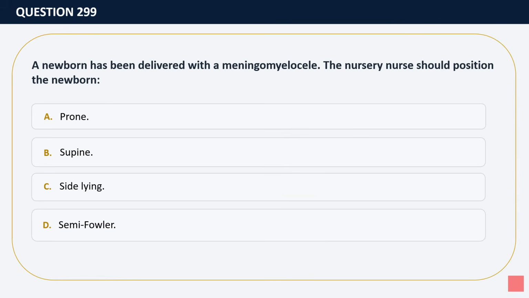Question 299. A newborn has been delivered with a meningomyelocele. The nursery nurse should position the newborn: A. Prone. B. Supine. C. Side-lying. D. Semi-Fowler.